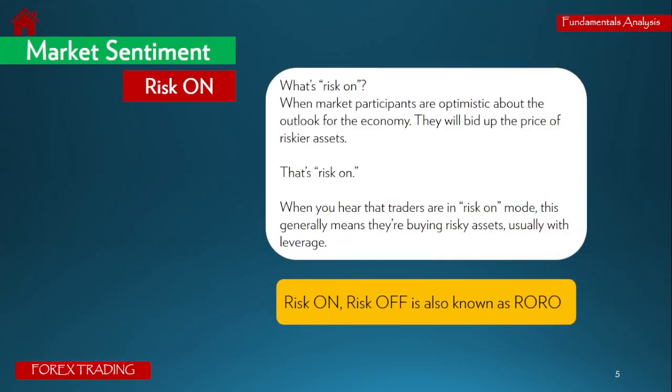What is risk on? Risk on is when market participants are optimistic about the outlook of the economy. They will build up the price of riskier assets. That is called risk on. When you hear that traders are in risk on mode, this generally means they are buying risky assets, usually with leverage. And combined, risk on and risk off is also known as RORO.